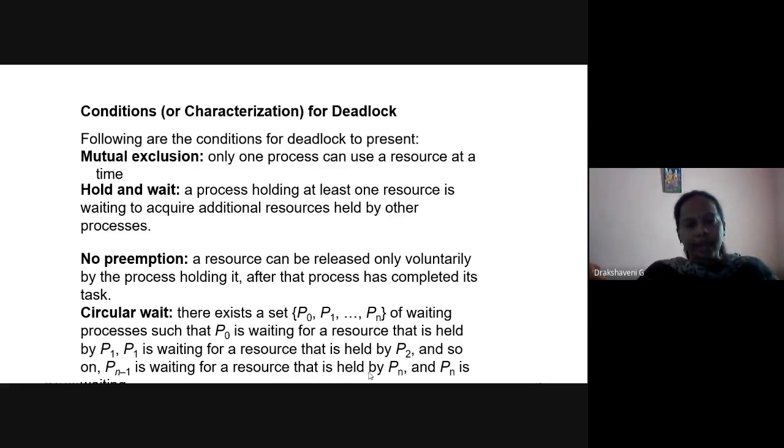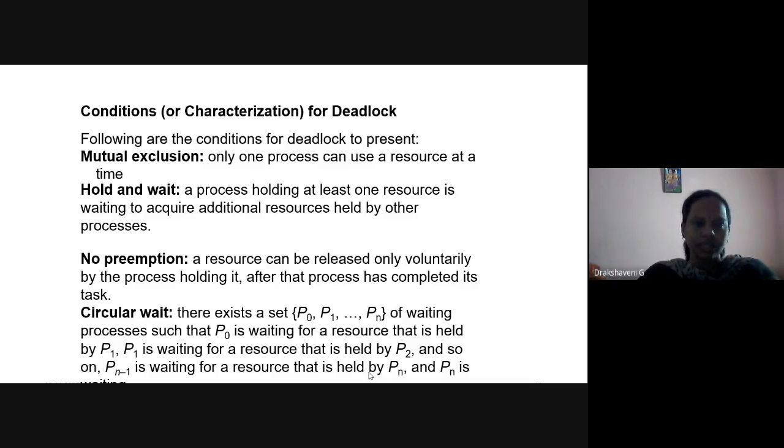So, conditions or characteristics for deadlock. When do we say deadlock? Following are the conditions for deadlock to be present. So what are the characteristics we see for a deadlock? One is mutual exclusion. Another one is hold and wait. No preemption, circular wait. So these are the four characteristics for a deadlock.